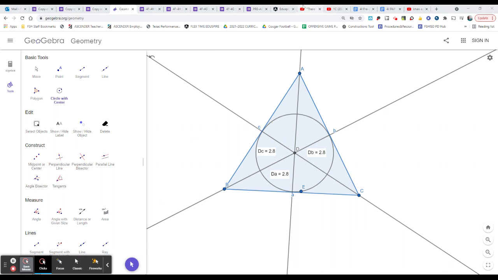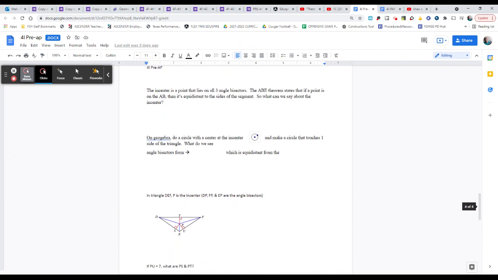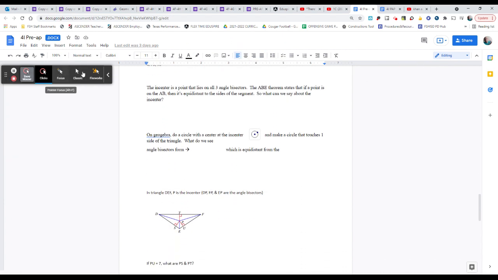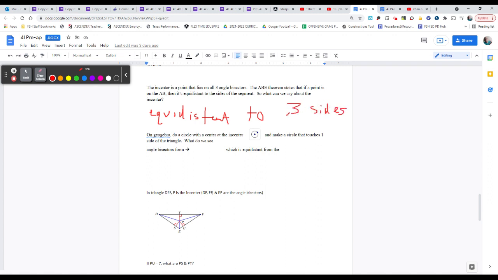So coming back to our notes, the incenter lies on all 3 of the angle bisectors. The theorem states that if a point on the angle bisector is equidistant to the sides, so the incenter is going to be equidistant to the 3 sides of the triangle. We kind of just did that circle already. So angle bisectors form the incenter. Incenter is equidistant from the sides.